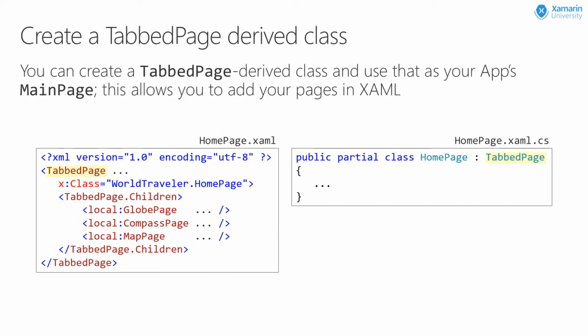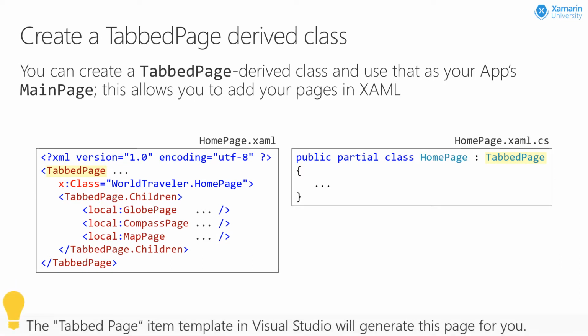Optionally, you can create a tab page XAML derived class, and this allows you to assign children in XAML. Now there are pros and cons to this approach. It does encapsulate the tab page and places less code in app.cs. However, if your child pages require constructor arguments, the XAML can become complicated. Now there is a tab page template included in Visual Studio that will create a blank tab page for you, and you can do this by hand or you can use the template.